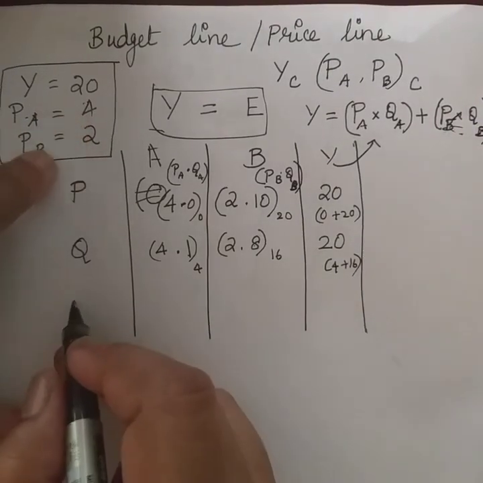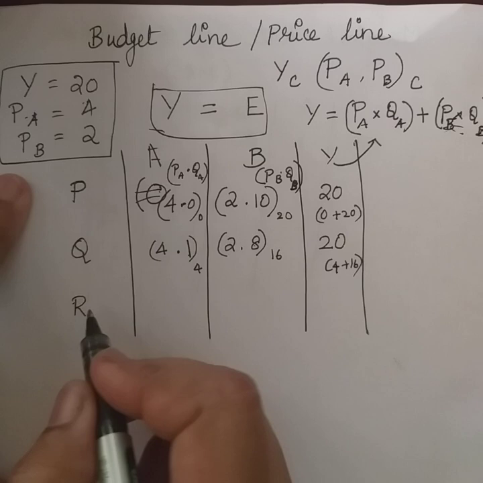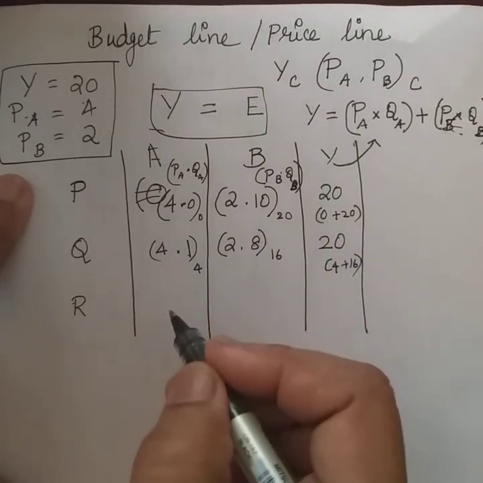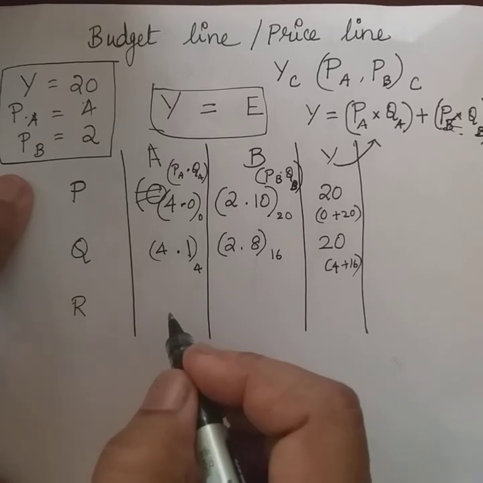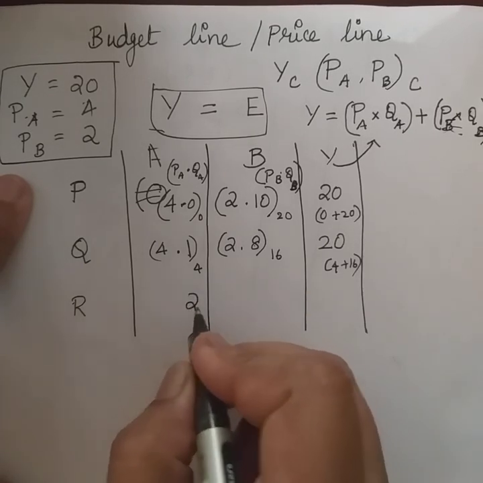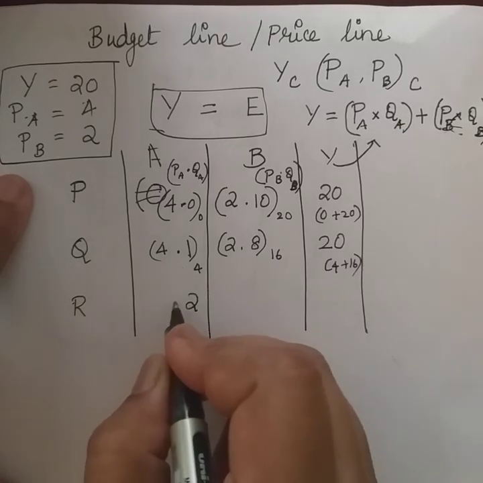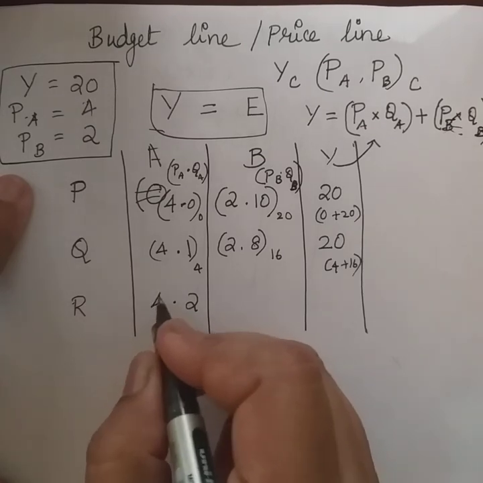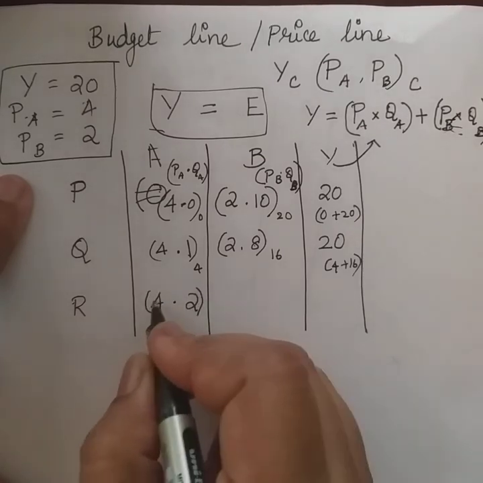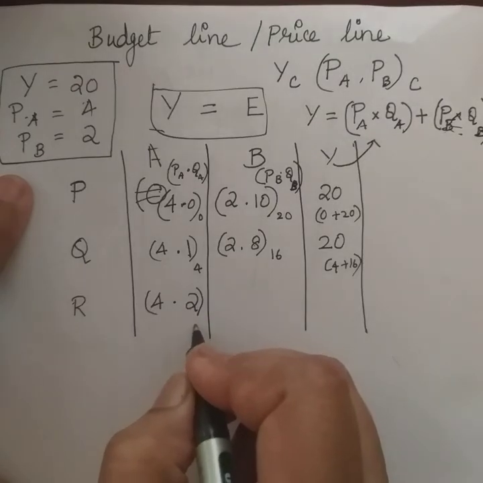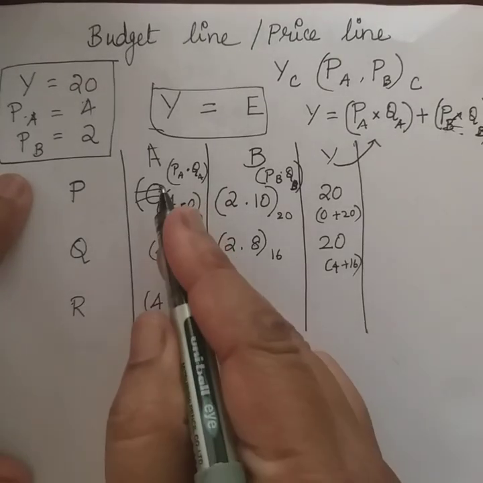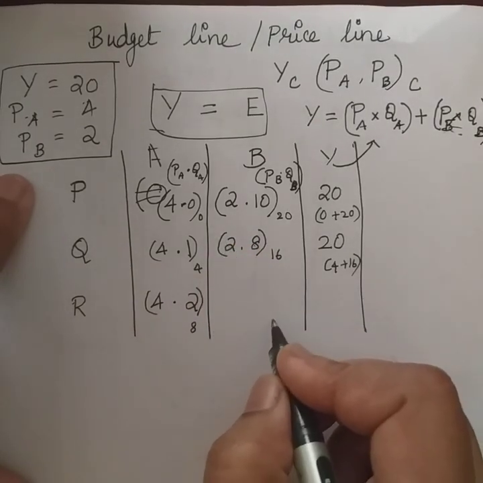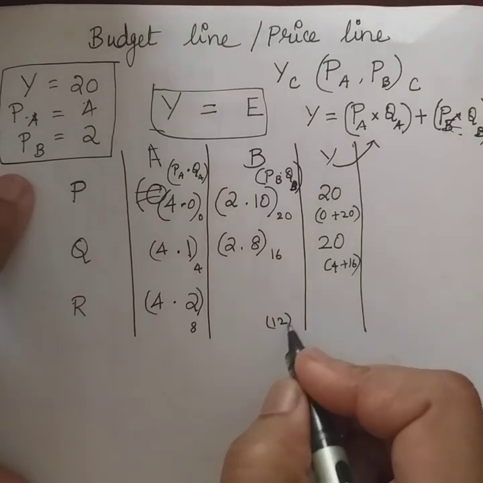Fine. Then let us say combination R. The consumer is still not happy with the number of apples. So let's say the person wants to have 1 more unit of apple. So what will happen then? The price of apples remains the same. So 4 into 2, 8 rupees is going to be spent on purchase of A. And then how much is left? 12 rupees is going to be left.